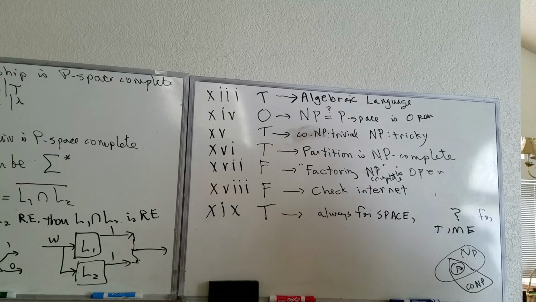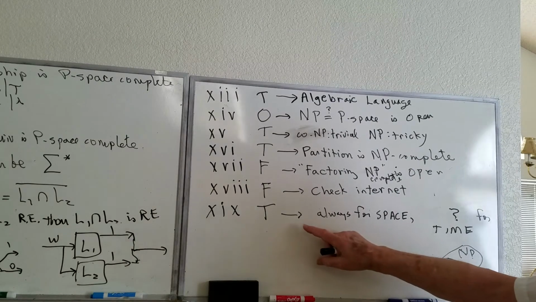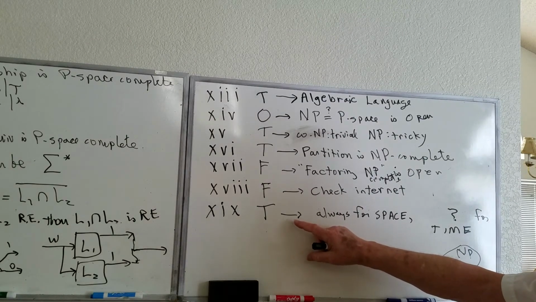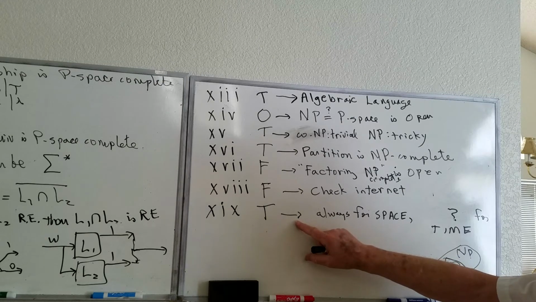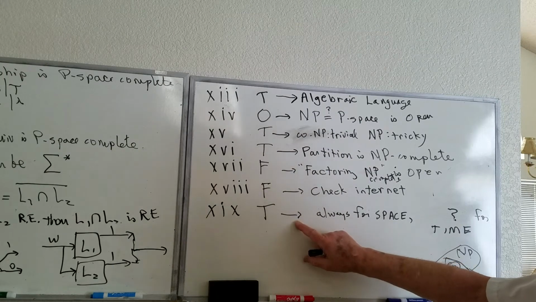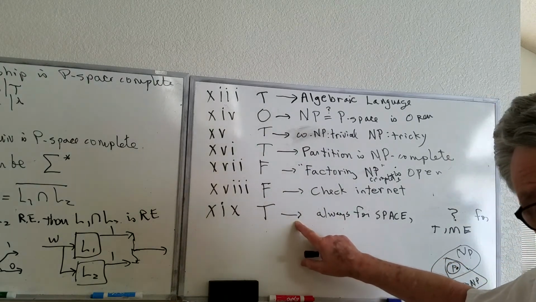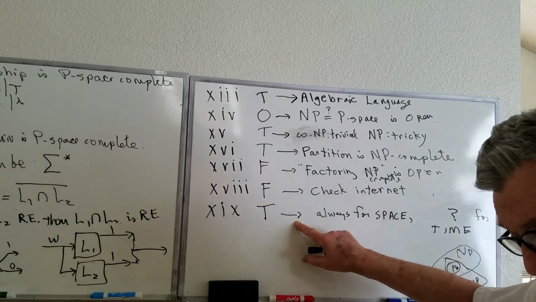All right, let's look at 19. Co-NP is a subset of PSPACE. Well, PSPACE and anything space, like exponential space, is equal to its own co-class. It's only in time that it doesn't work that way, not space.